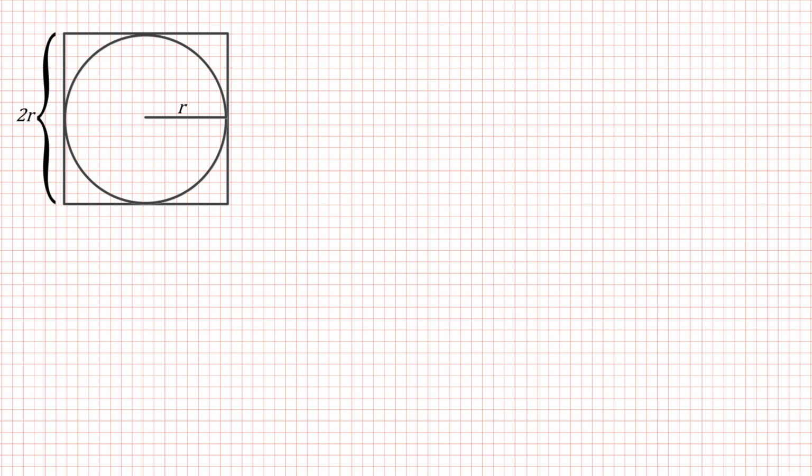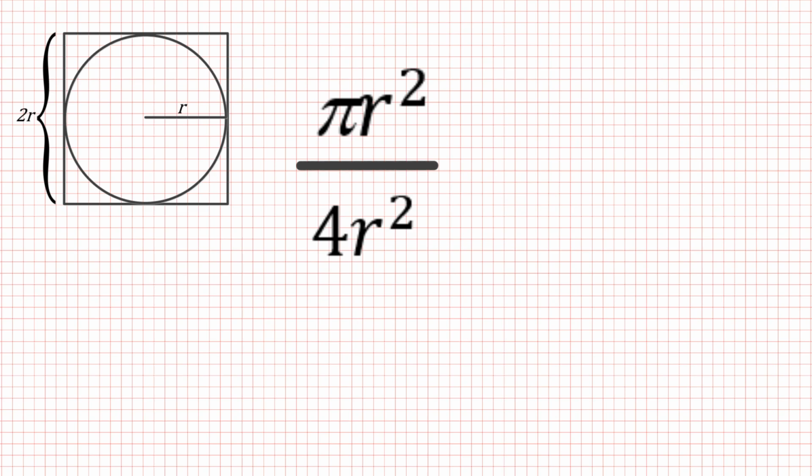The area of the circle is pi r squared, and the area of the square is 4r squared. If we divide the area of the circle by the area of the square and multiply by 4, we get pi. So we can approximate pi by taking the area of a circle, dividing by the area of the square, and multiplying by 4. But how do we get those areas?